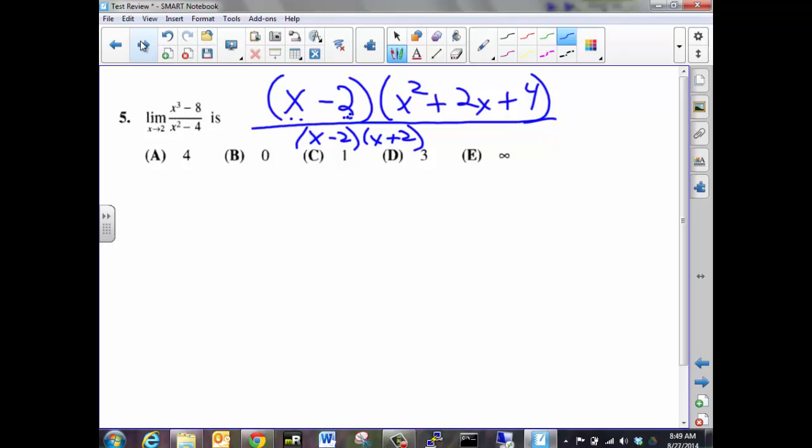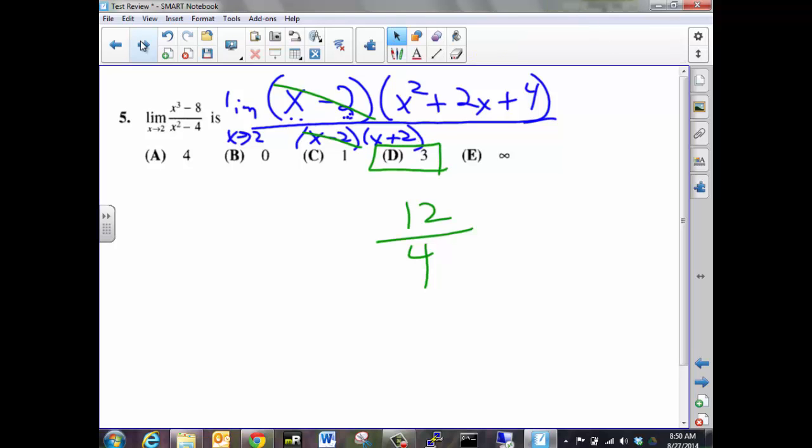All right, so now, once we've gotten that way, what can we figure out to do? We can cancel out the x minus 2's, and if we cancel the x minus 2's, now we should be able to plug in because we're not going to get 0 on the bottom, we're going to get a 4, so it really doesn't matter what happens on the top as long as we get something. We get 4 plus 4 plus 4, which is 12, so a final answer of 3 there, okay?